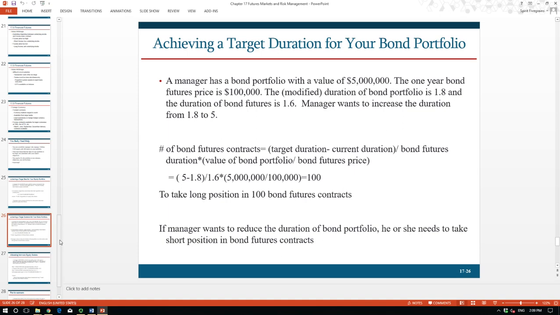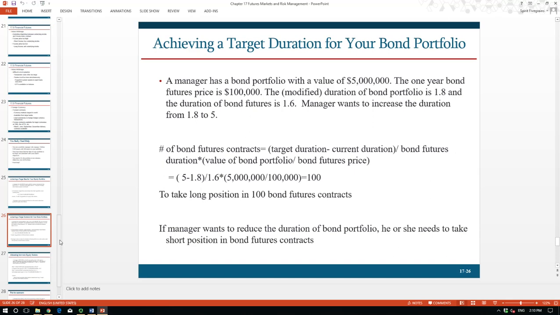The duration of your current bond portfolio is 1.8, and the duration of the bond futures contract is 1.6. The riskiness of your bond portfolio can be measured by duration, which means for a 1% change in interest rate, the value of your bond portfolio will change by about 1.8%. Right now, you want to increase duration from 1.8 to 5.